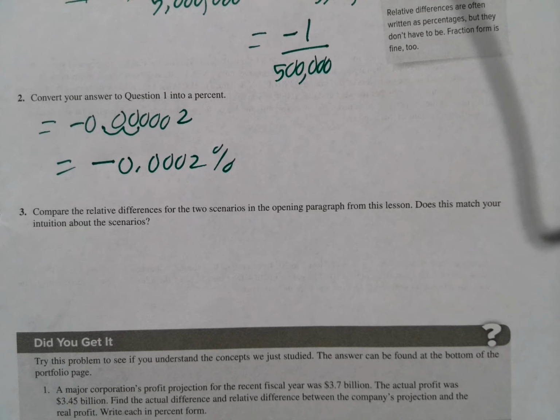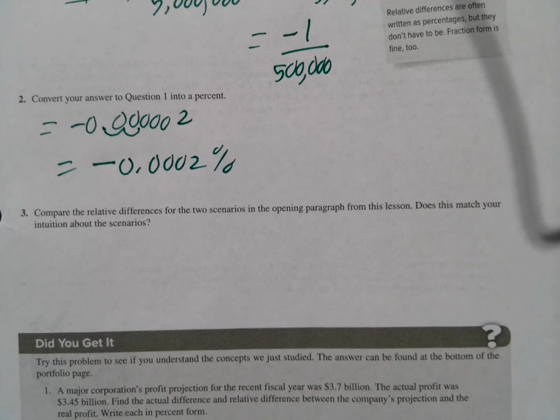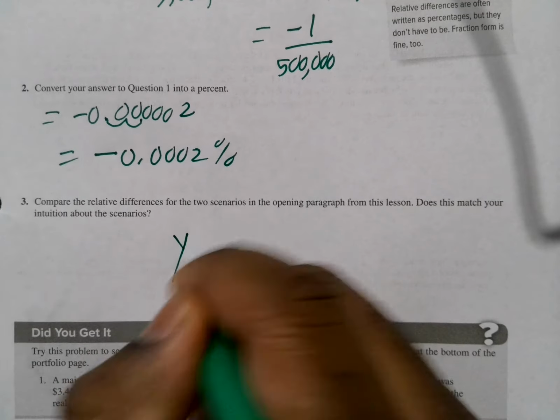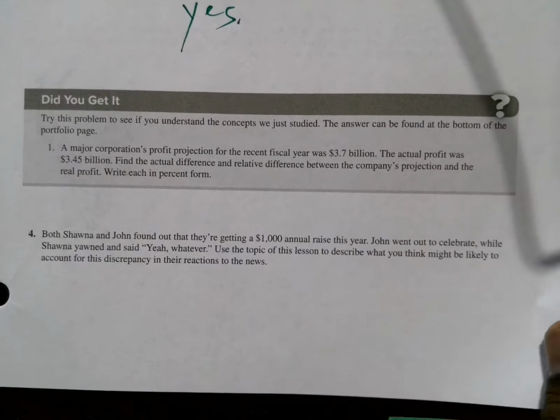Now, number 3. It says compare the relative differences for the two scenarios in the opening paragraph from this lesson. Does this match your intuition about the scenarios? Yes, it does. Because think about it, getting short $10, we know that that is not going to be that significant for $5 million.